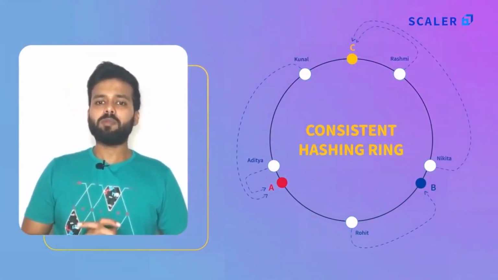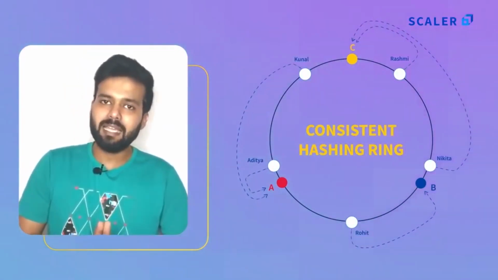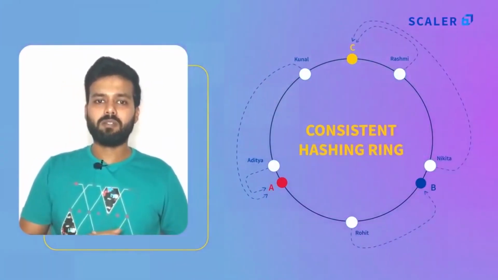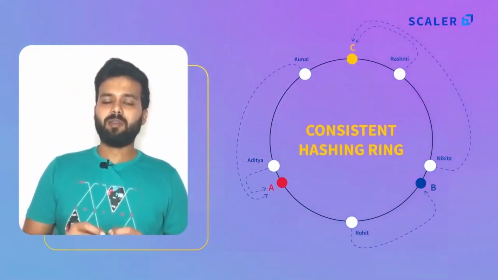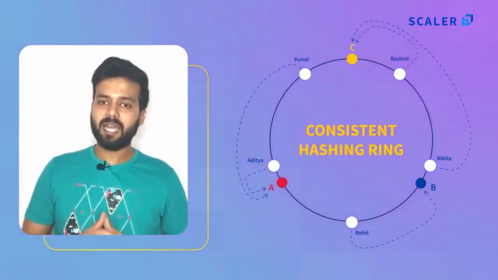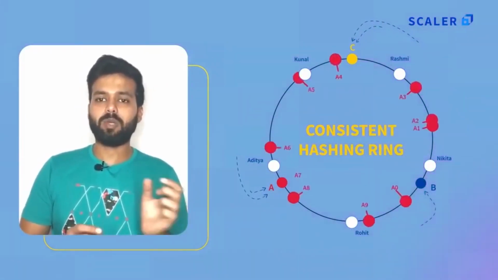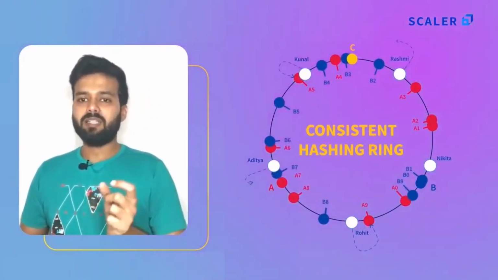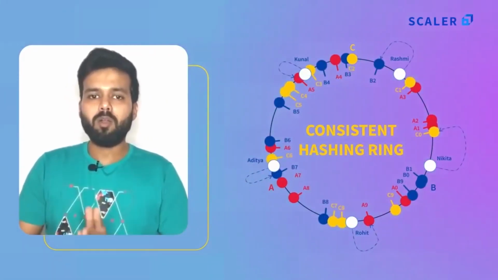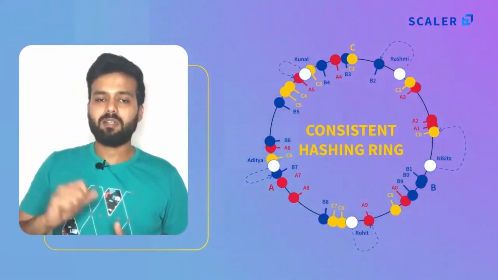To solve for these problems, what can we do? We can assign many labels to each server. So now instead of having labels A, B, C for the three servers that we had, we'll have server labels from A0 to A9, B0 to B9, C0 to C9, all marked on the same circle.